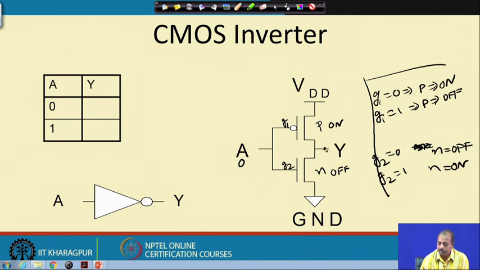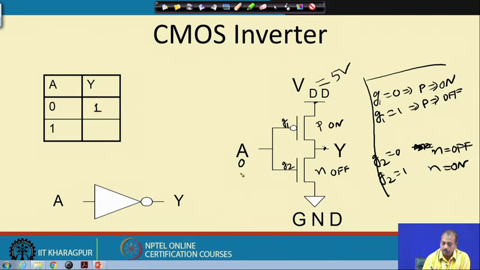Now, if I measure the voltage here, what value will I get? I will get a value close to VDD. That is, VDD is high, say some 5 volt, then I will get 5 volt here. So, I can say if A is equal to 0, then I am getting Y as 1, logic high, which is say equal to 5 volt.